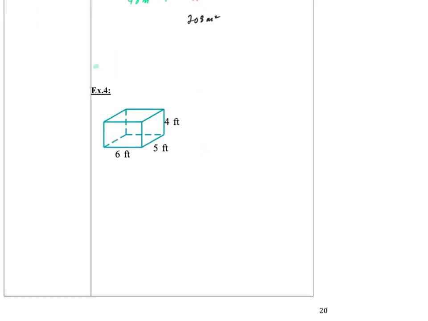Now this one, go ahead and draw the net. See if you can draw the net for this. And there's more than one way to draw this net. So draw the net, see if you can draw it, and see if you can come up with a surface area.